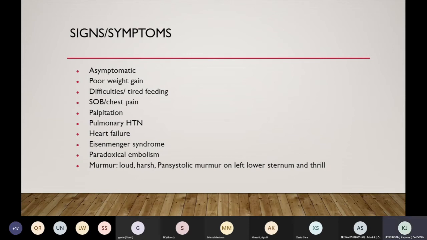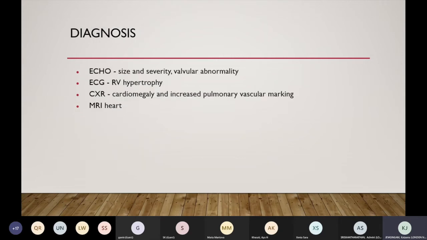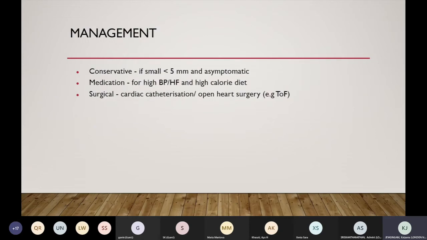In terms of murmur, they usually have a very large, loud, harsh pansystolic murmur at the lower left sternal edge with a thrill. Again, diagnostic is echo, and you might see ECG changes, which is right ventricular hypertrophy, and cardiomegaly with increased pulmonary vascular markings. Sometimes you do an MRI heart, but I'm not too sure why we would do an MRI heart.